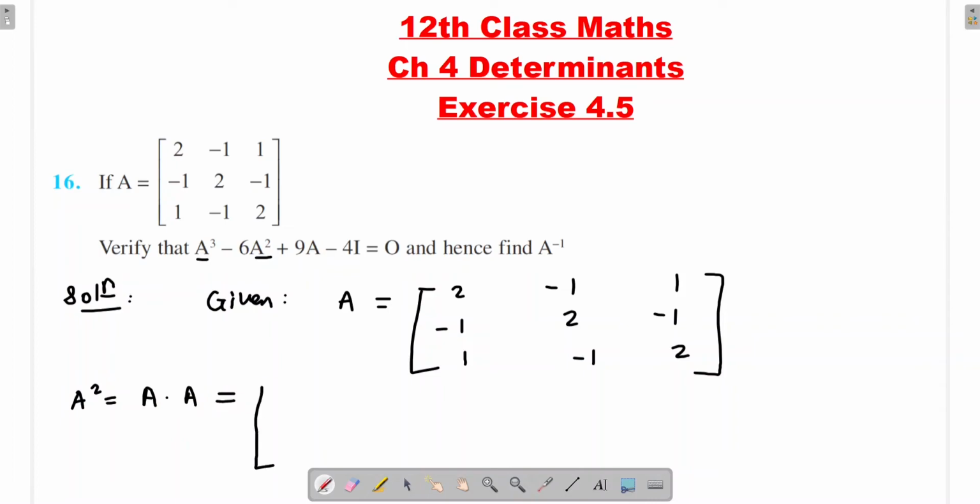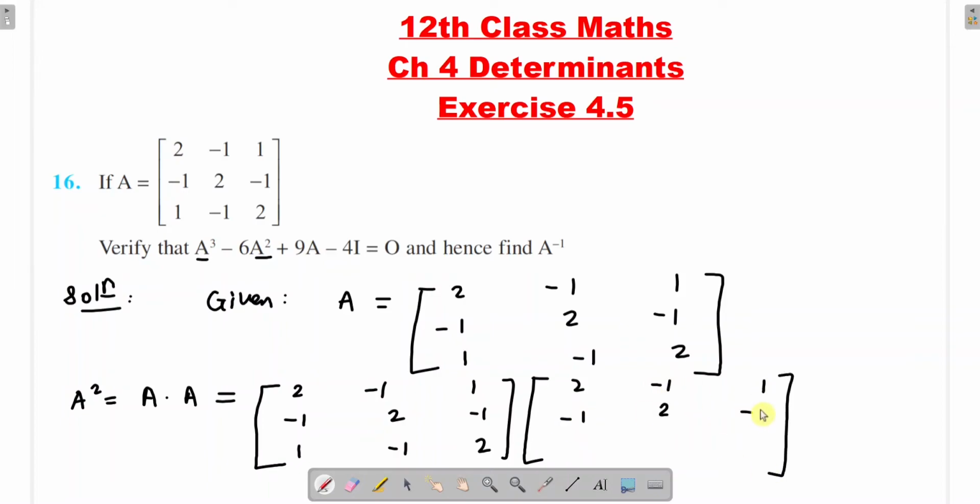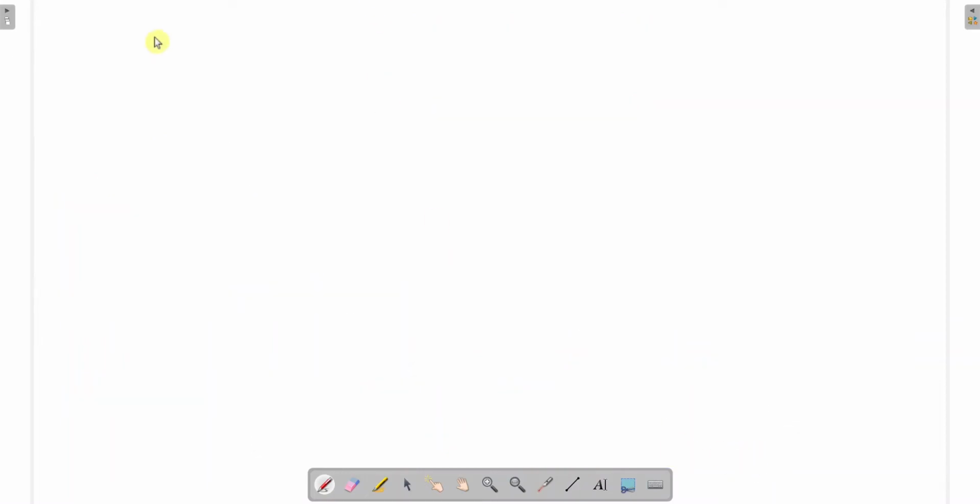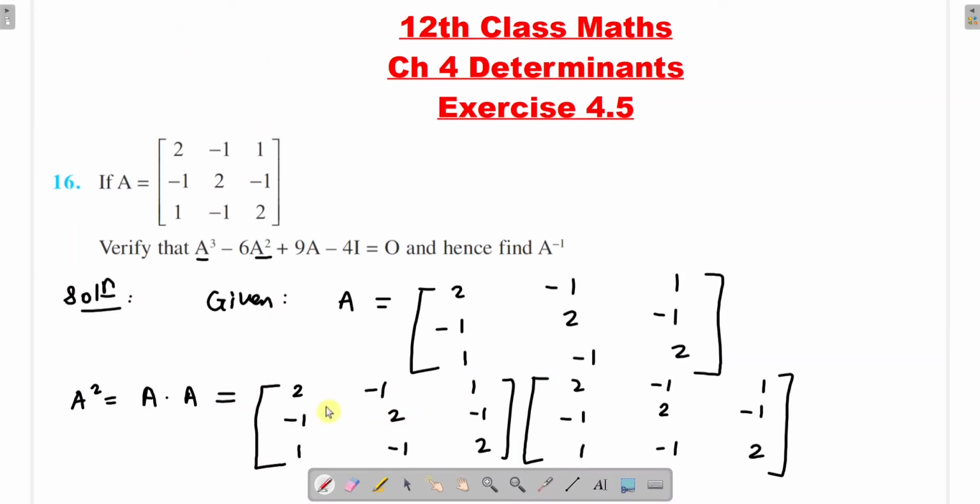So this will be equal to what? Matrix 2 minus 1 1, minus 1 2 minus 1, 1 minus 1 2, and multiplied by the same matrix 2 minus 1 1, minus 1 2 minus 1, 1 minus 1 2. Okay, so A square will be equal to, we have to multiply these two matrices.